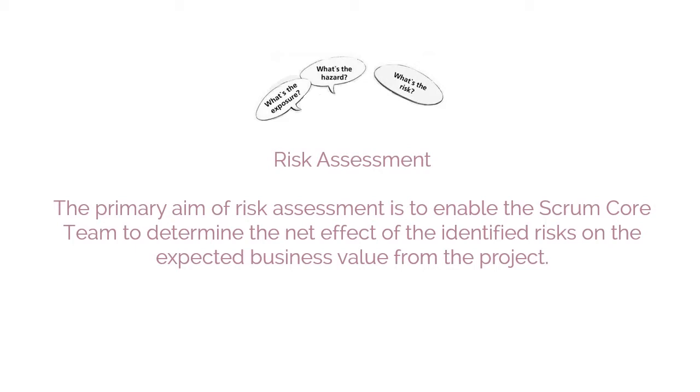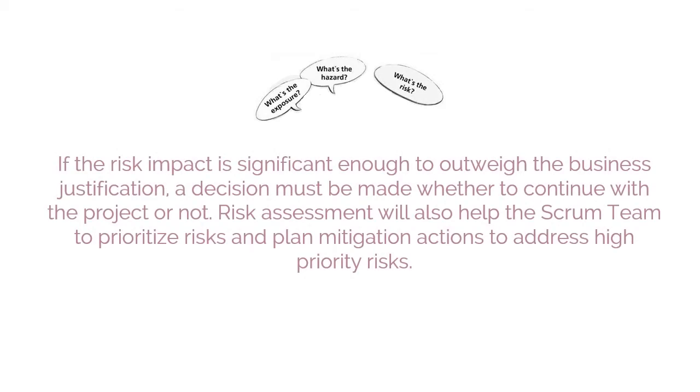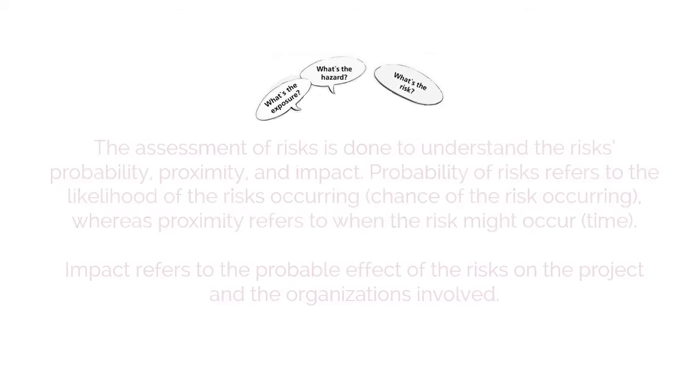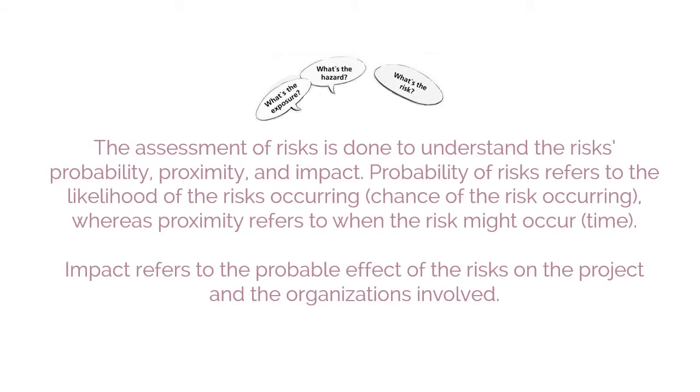Next step in the risk management procedure is risk assessment. The primary aim of risk assessment is to enable the Scrum core team to determine the net effect of the identified risks on the expected business value from the project. If the risk impact is significant enough to outweigh the business justification, a decision must be made whether to continue with the project or not. Risk assessment will also help the Scrum team to prioritize risks and plan mitigation actions to address high-priority risks.